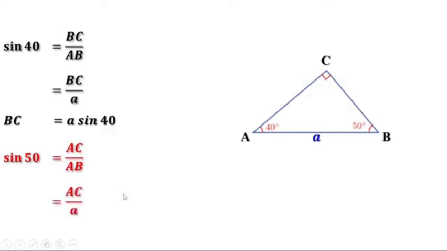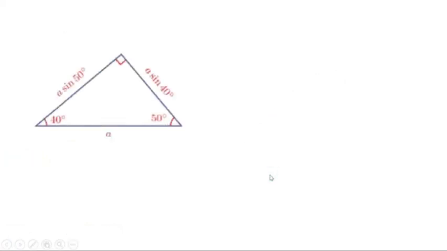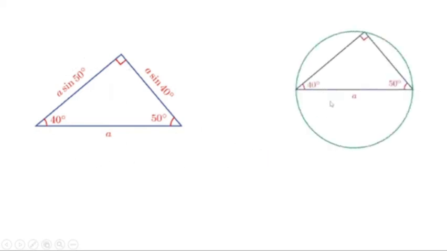Next we want to find AC. For that, consider sin 50. Sin 50 is AC divided by AB, that is AC by A. Therefore AC is equal to A into sin 50 degree. Clear? That is, if consider a right triangle with a hypotenuse A and two angles are 40 and 50, then the sides are A sin 40, A sin 50 and A.